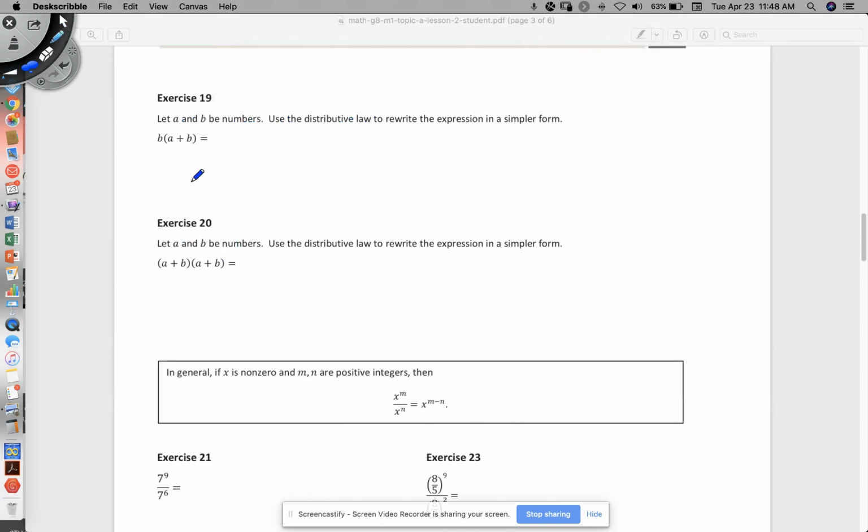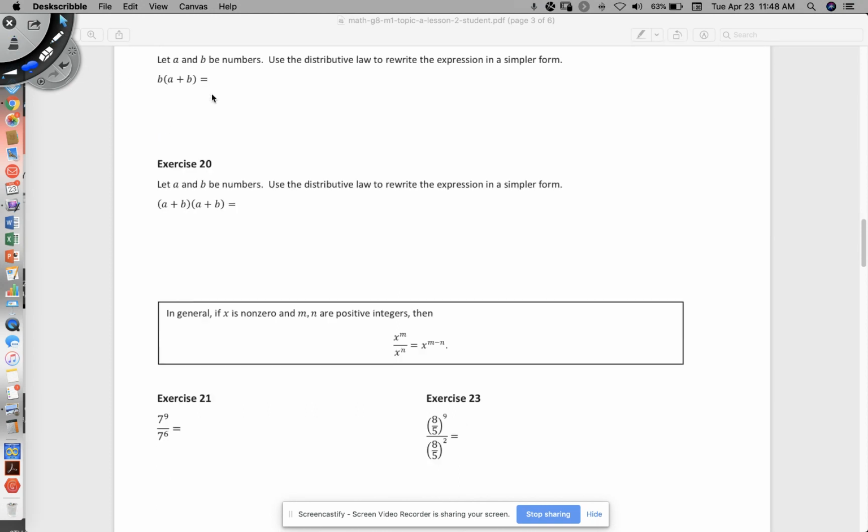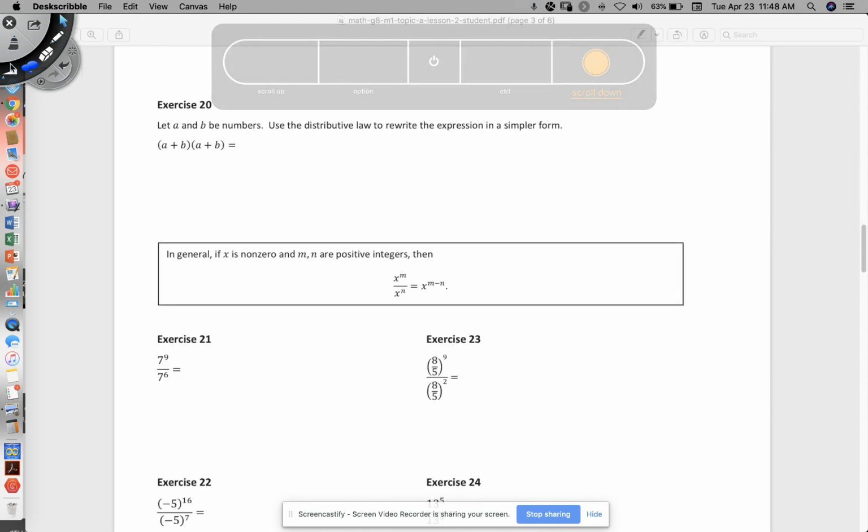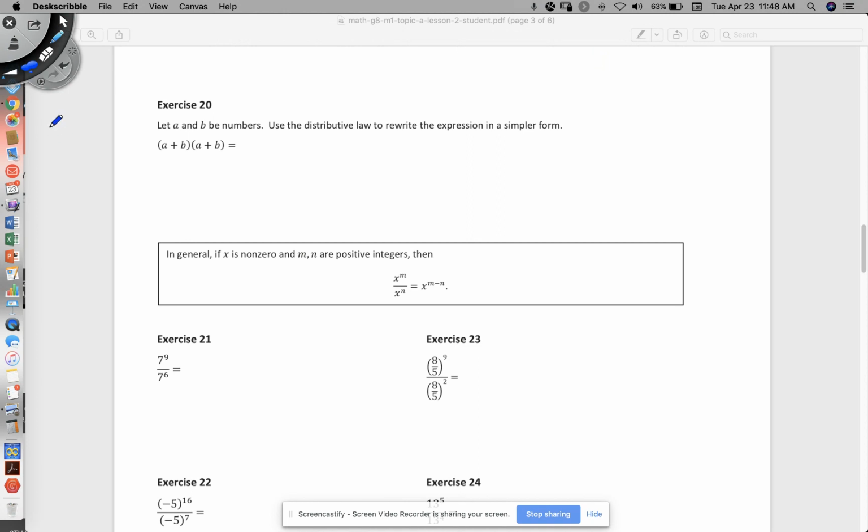Number 19, same thing. I'm going to let you go ahead and do that one. Make sure you do to both. And then I'll help you on 20. All right, now 20 is actually a ninth grade type setup. You'll get this a lot in ninth grade.